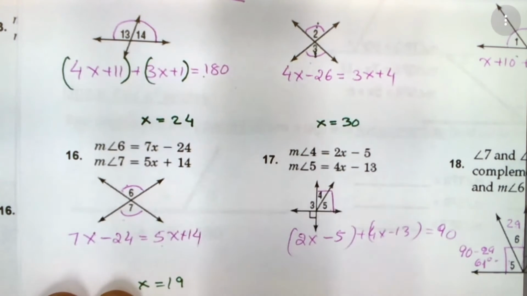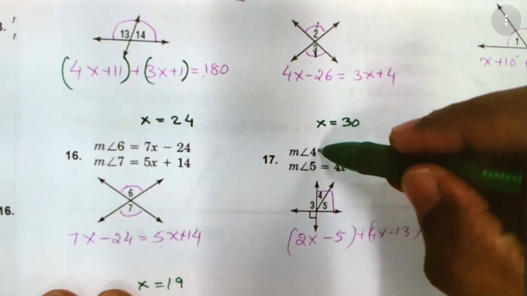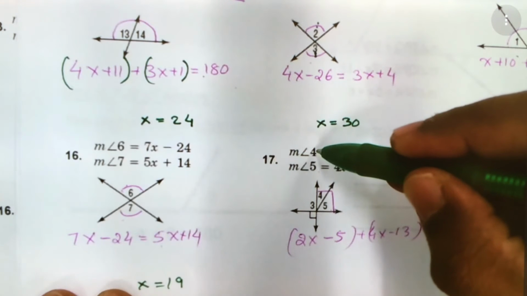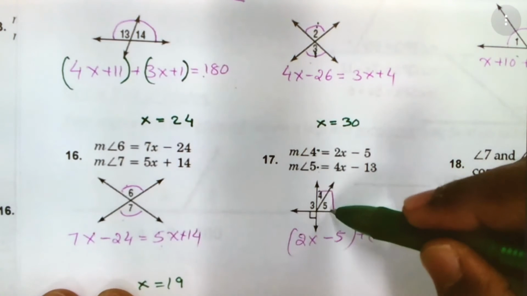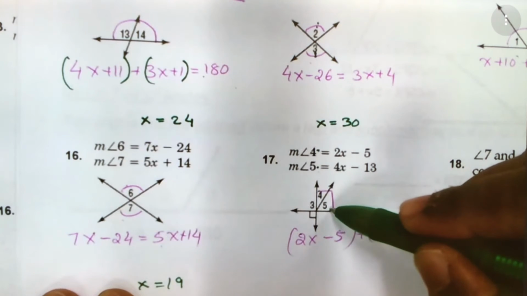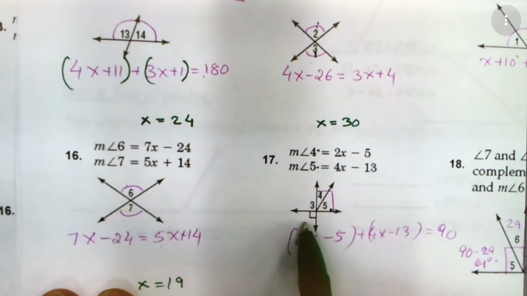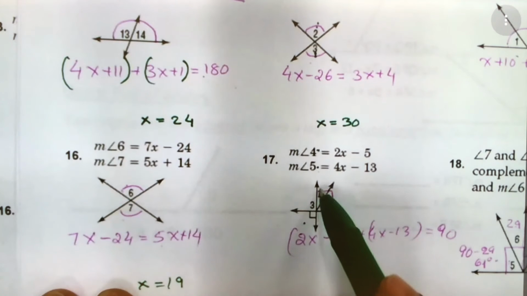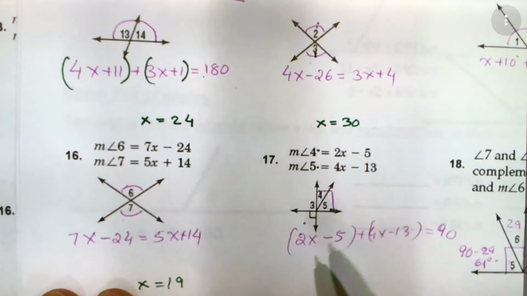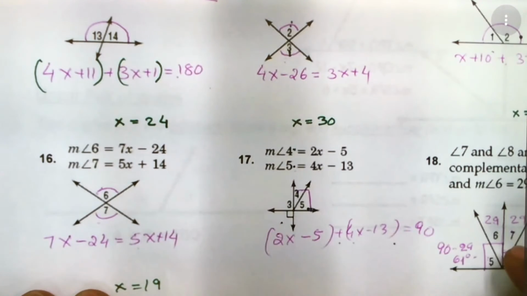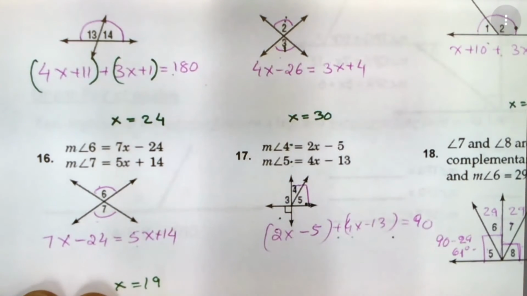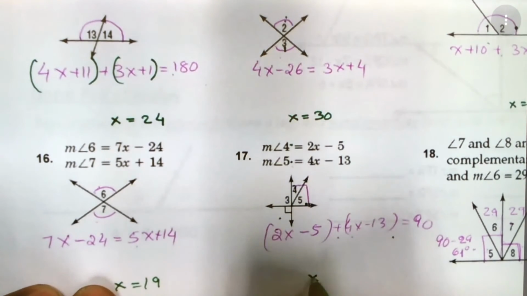And the second one, question number 17, angle 4 and angle 5. You can see that they add up to 90, because this angle is 90, so the whole angle is 90 here. So you can write those two angles add up to 90 and solve for x. When you solve for x, you can see that x is equal to 18.